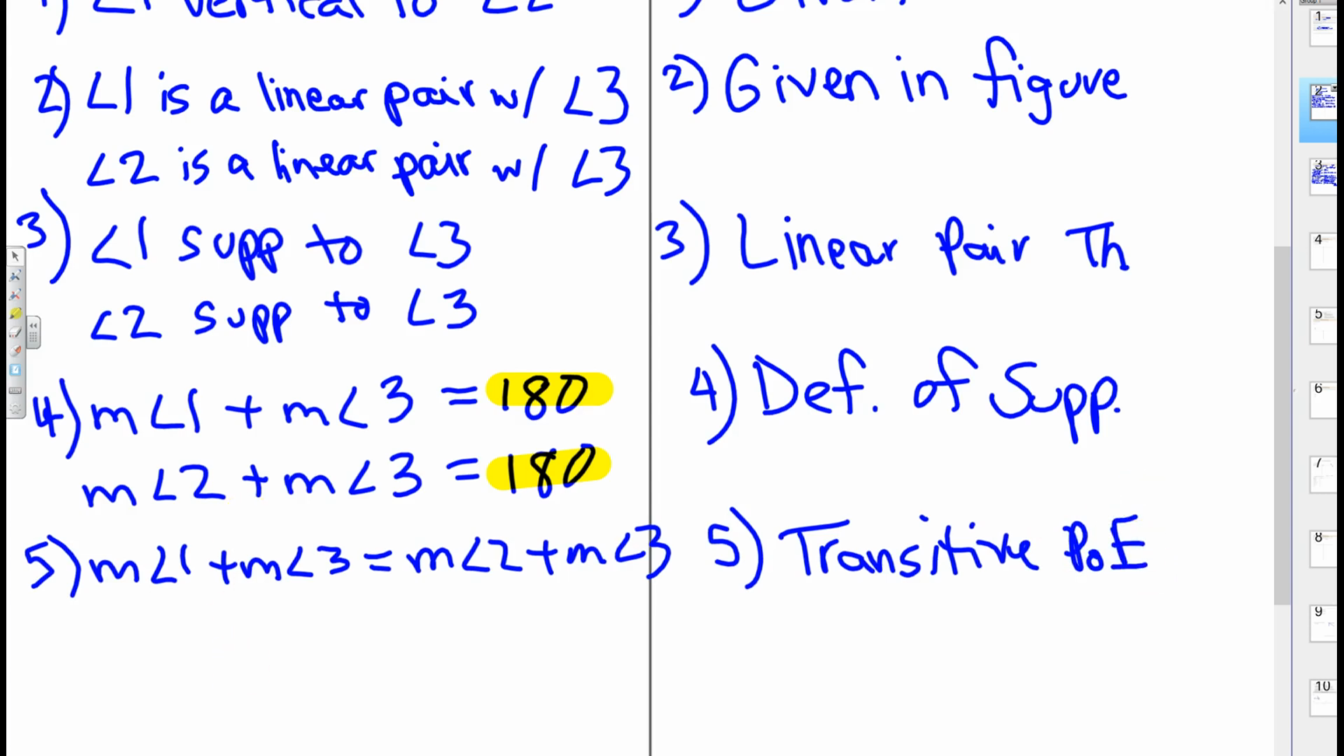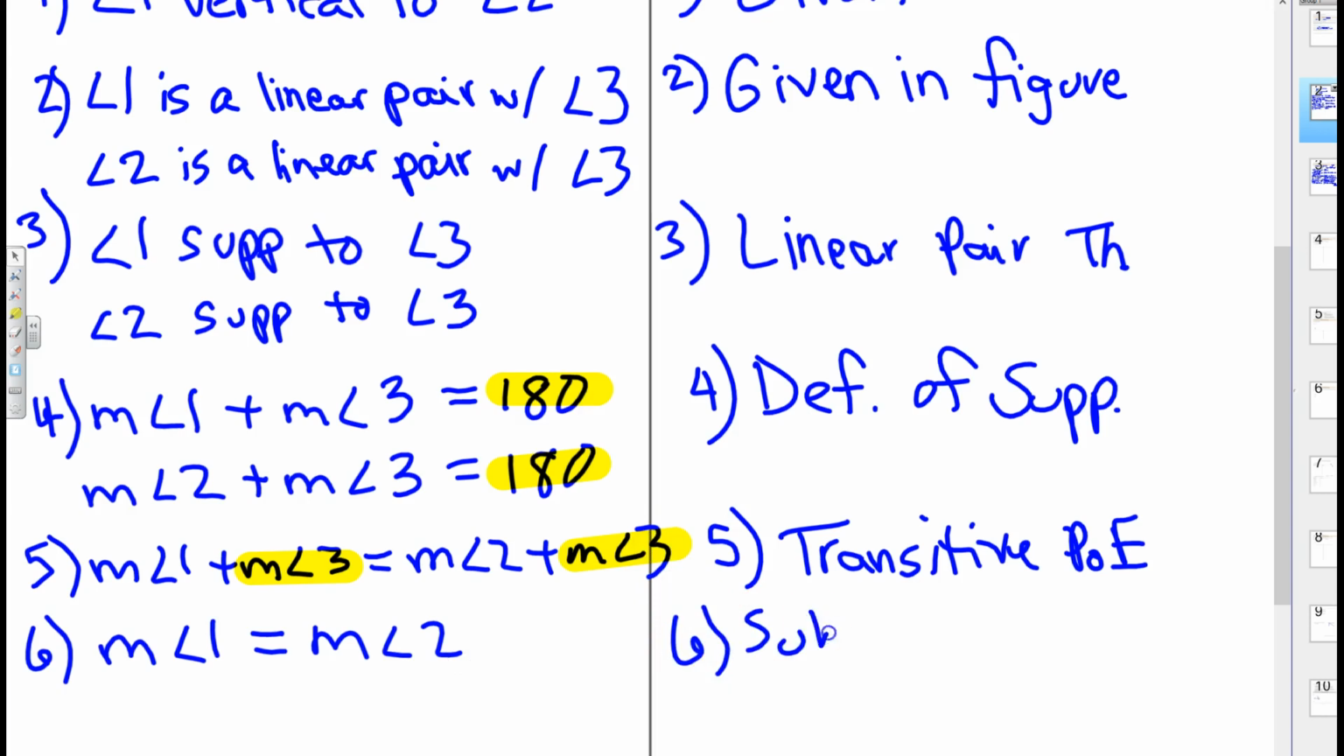Well, now, do you see how we've got angle 3 on both sides? This means I can now go through and subtract angle 3 off both sides, leaving the measure of angle 1 equal to the measure of angle 2. That's by subtraction. And guys, remember, never, ever, ever shorten the word subtraction, because otherwise it will look like substitution.